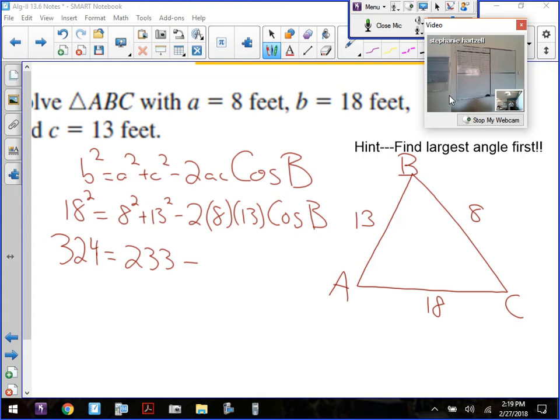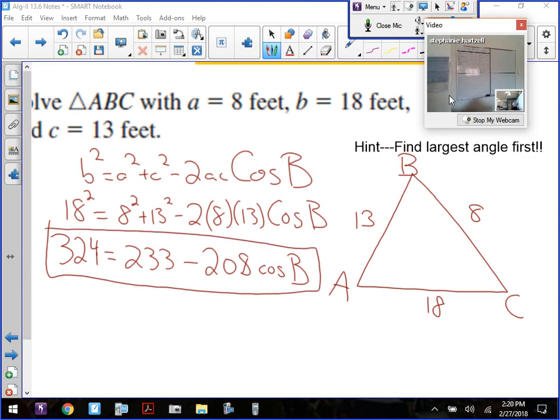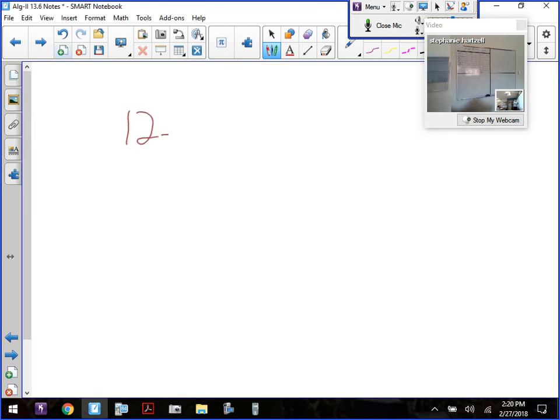And then I'm going to do 2 times 8 times 13. And honestly, this right here is the exact same thing as this. It's the same problem. It's the exact same problem. It just happens to have the word cosine in it. What would you do first here?